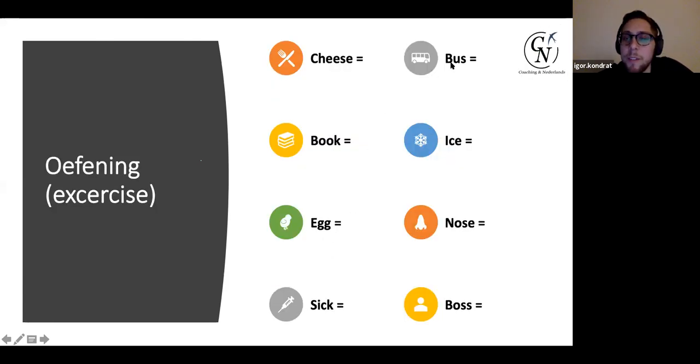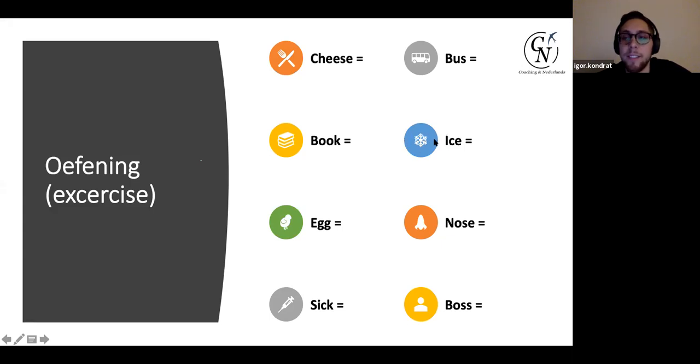Okay. We have now, how is bus in Dutch? Bus. Yeah, exactly. Bus. Ik rij in een bus. I ride in a bus. So, rij, you don't pronounce the D. Ik rij in een bus.